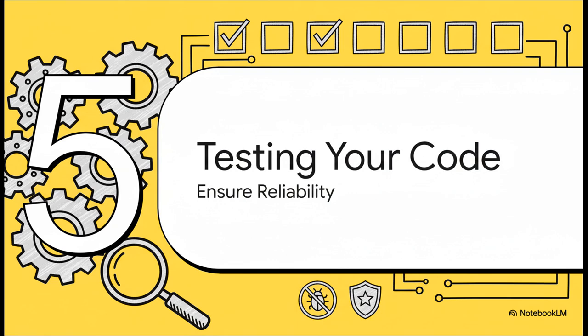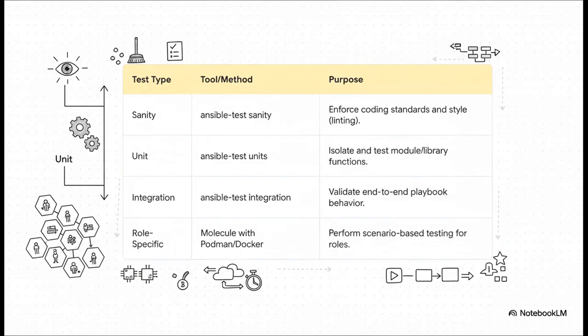And that brings us to our final and maybe most critical piece of the puzzle, testing. Because just like any other code, your automation code needs to be tested. This is how you make sure you don't accidentally break your entire production environment. So when we talk about testing, it's not just one thing. There are layers to it.